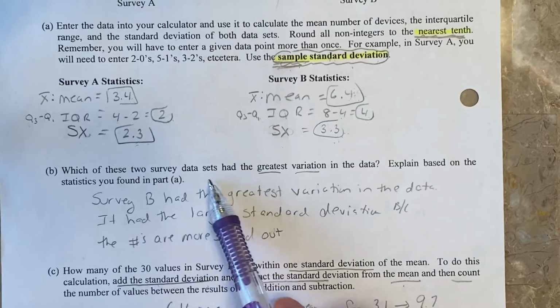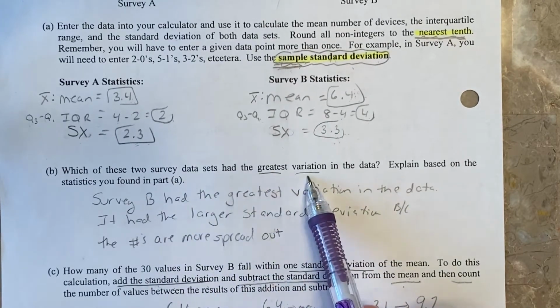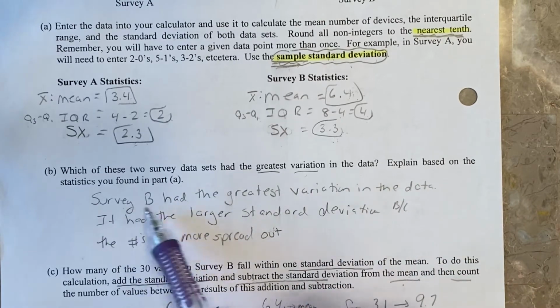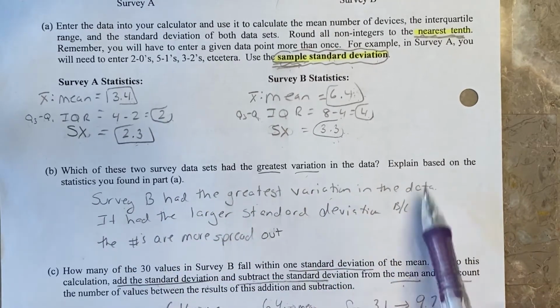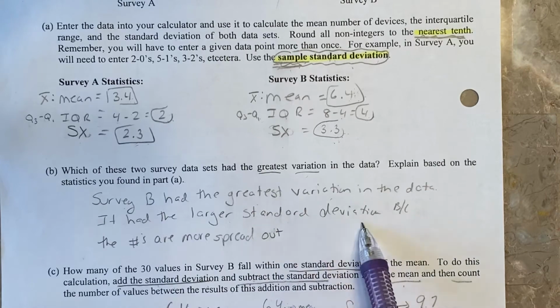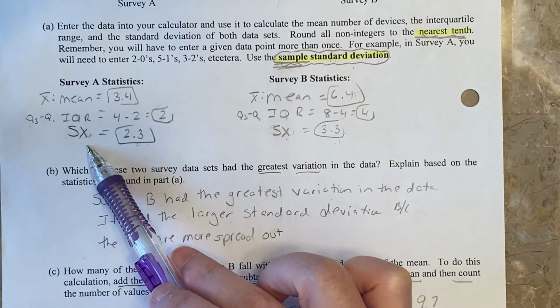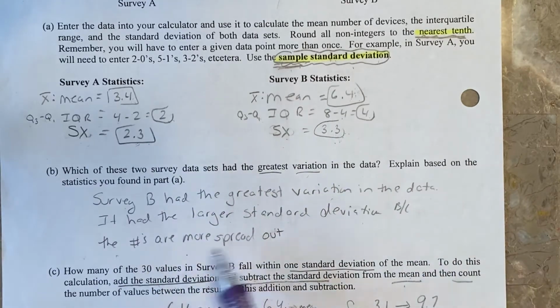Which of these two survey data sets had the greatest variation? So the greatest variation in the data, explained. Survey B had the greatest variation in the data. It had the larger standard deviation. The sample standard deviation here is 3.3, and here it is 2.3. And that's because the numbers are more spread out.